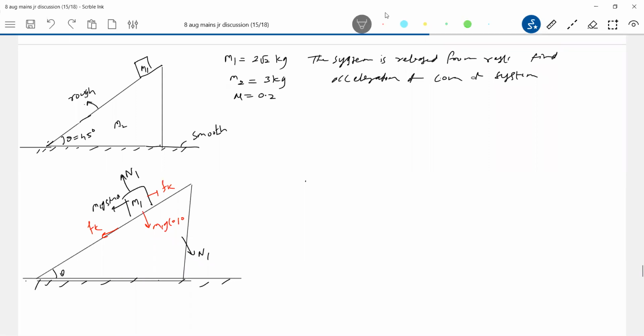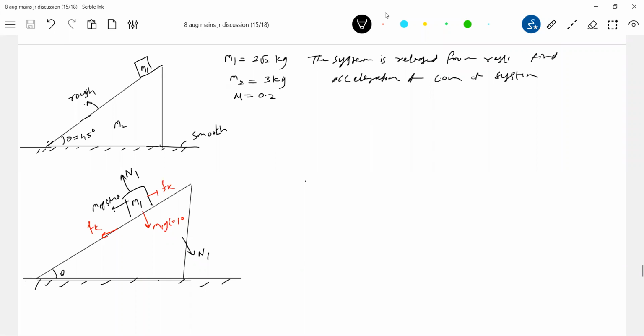How will the wedge move? The wedge should move towards the right. And how will the block move with respect to the wedge, along the incline? With respect to the ground, it moves somewhere in the plane. I think you have already come across problems related to this, so straight away we have to get into the numerical. Let's go one by one.